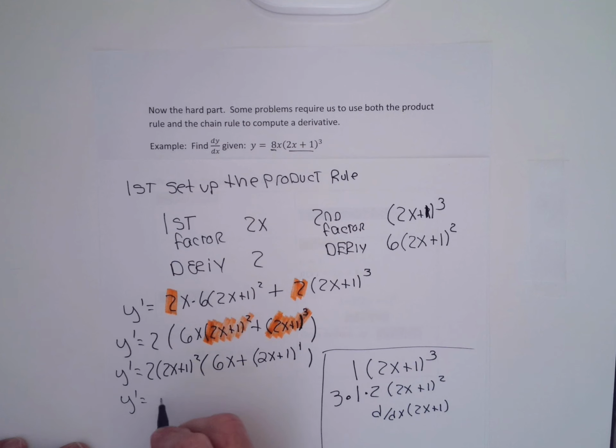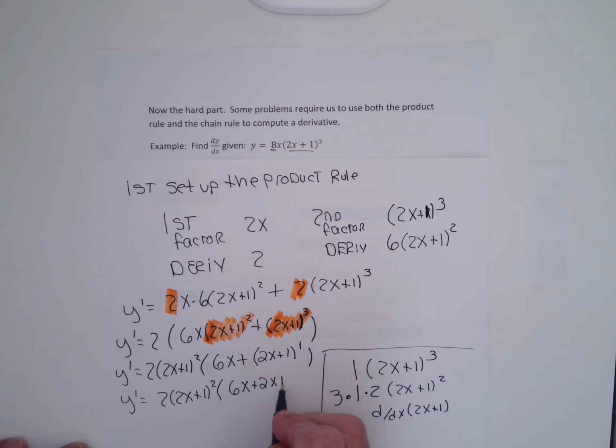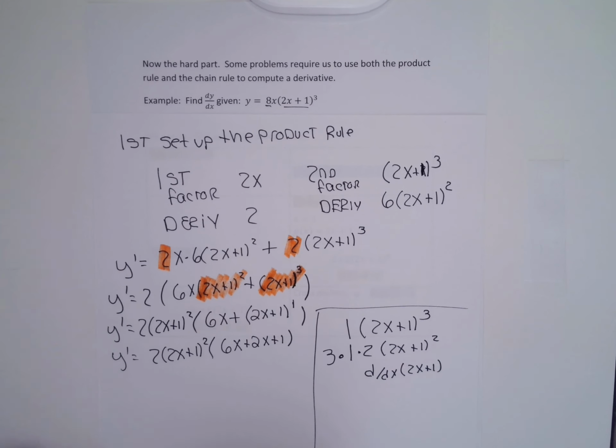So the derivative is 2 times 2x plus 1 squared. And then inside the parentheses, that 2x plus 1 doesn't need to be written in a parentheses. It has an exponent of 1. It doesn't have a coefficient. I can just drop the parentheses and then combine my like terms. My derivative, fully simplified, is 2 times 2x plus 1 squared times 8x plus 1. That's on steroids, my derivative, but it's correct.